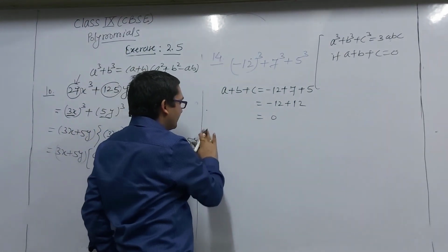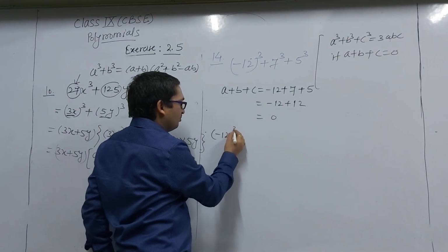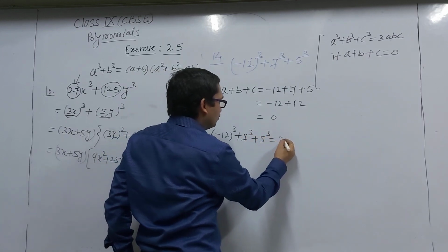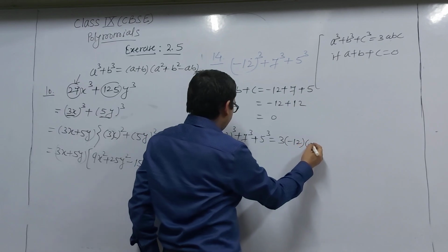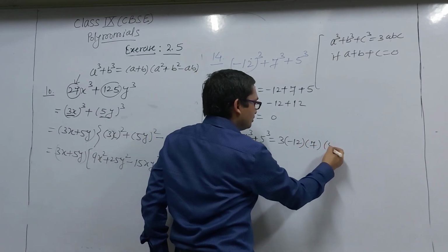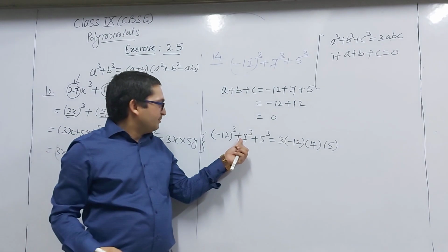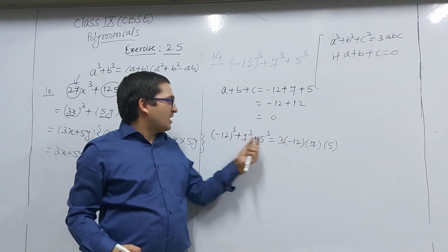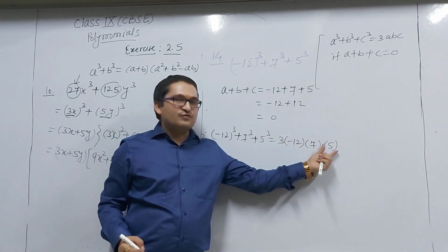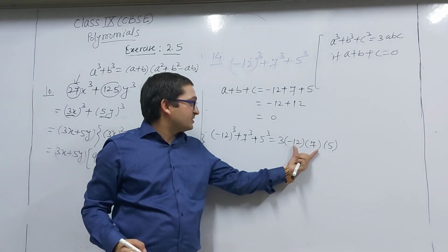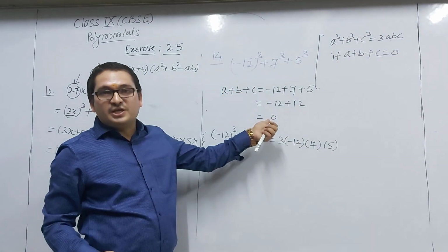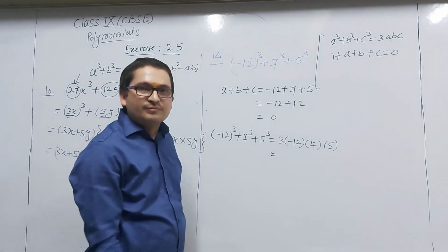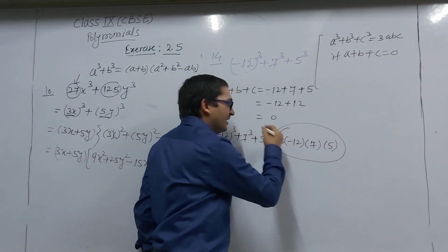It means we can write a cube plus b cube plus c cube equal to 3abc. Look at here: a cube plus b cube plus c cube equal to 3 times a, which is minus 12, b, which is 7, and c, which is 5. Why? How can we write this? Because a plus b plus c equal to 0. Now you can just multiply and write down the value, you will get the answer. Okay, this value is the answer. Just multiply and find out the result.